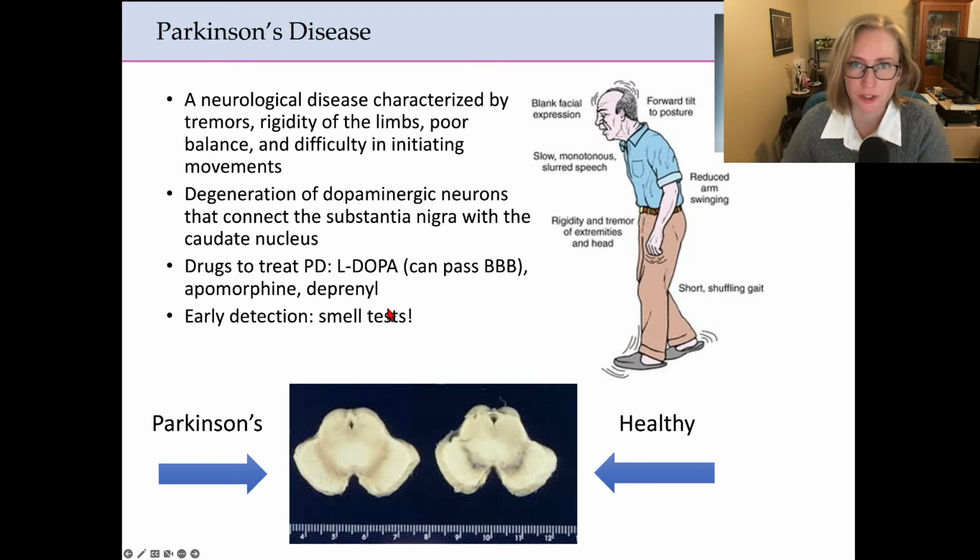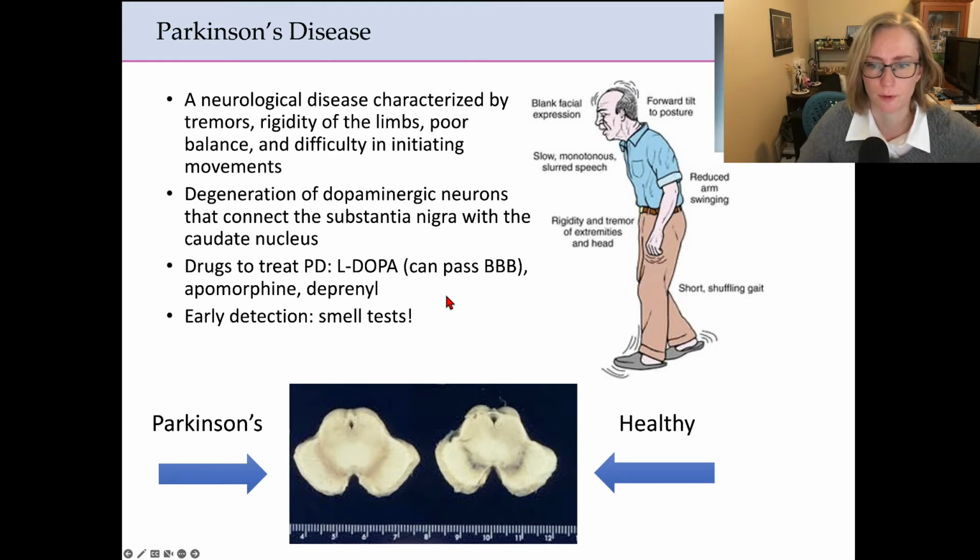So drugs to treat Parkinson's. This is the main one we talked about, L-DOPA. And L-DOPA, as you just saw, is a precursor to dopamine. We talked about smell tests, so I'll skip over that for now.